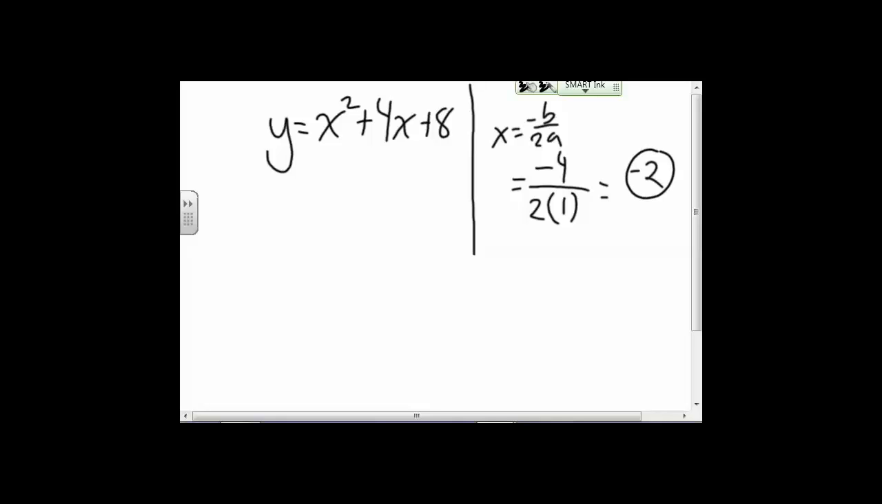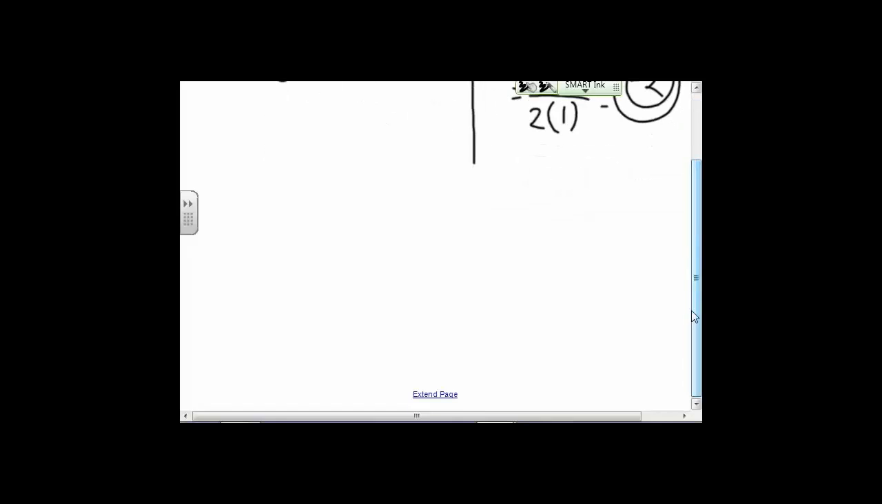Now, these we're supposed to graph, right? Yeah. Okay, so I want to make a table using this as my axis of symmetry. So I've got an XY table.